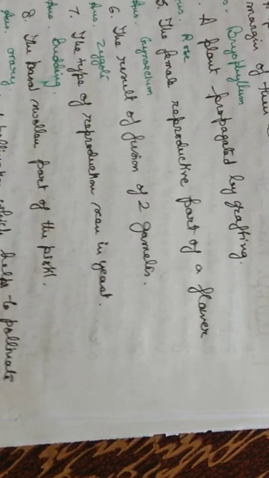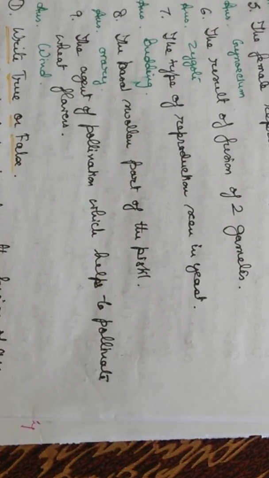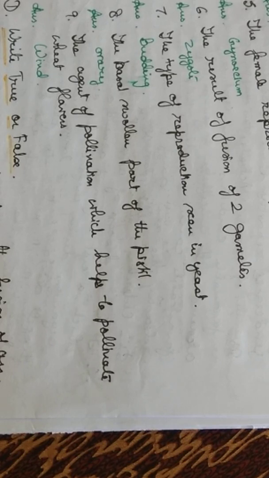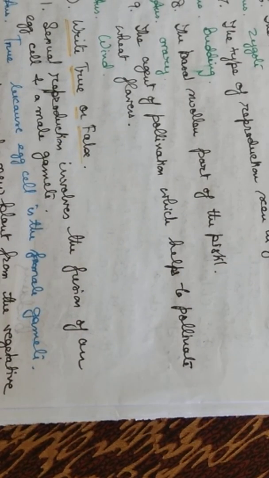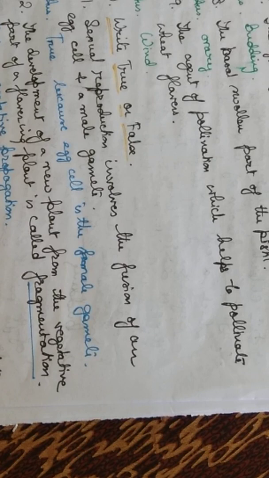The female reproductive part of a flower, that is gynoecium. The result of fusion of two gametes, that is zygote. The type of reproduction seen in yeast, that is budding. The basal swollen part of the pistil, that is known as ovary. The agent of pollination which helps to pollinate wheat flowers, that is wind.